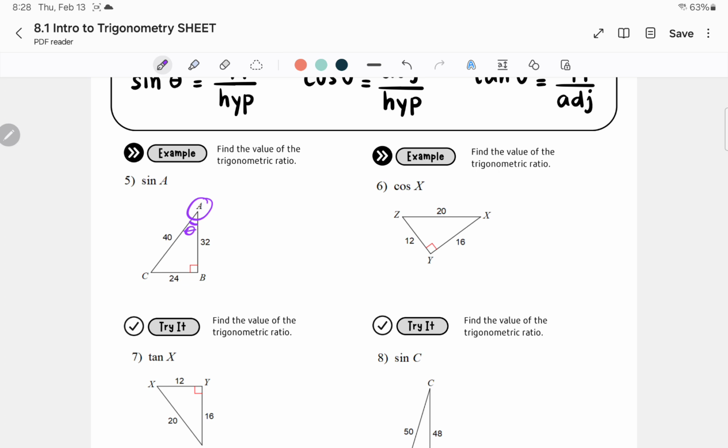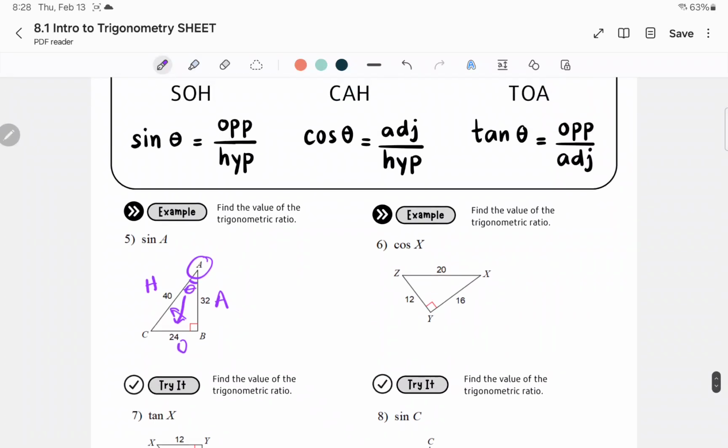So now let's label. Let's go from our right angle. Go across that. That's our hypotenuse. Then across from theta is our opposite. And then next to our theta is our adjacent. So after you've labeled, then you're going to write the ratio here. So sine theta equals, and you don't have to write OPP and HYP, just write O over H.